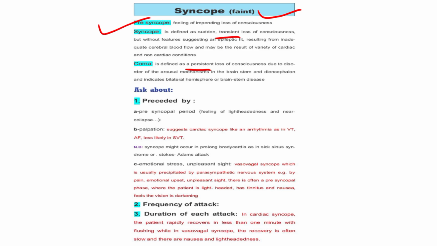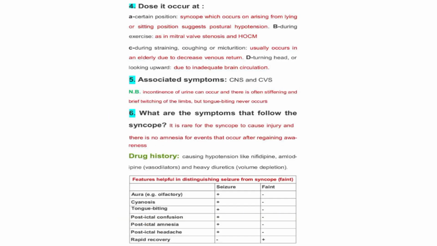These are its differences. Ask the patient about whether it was preceded by a pre-syncope period, any kind of syncopal period, any kind of palpitation, emotional stress, frequency of the attack and the duration of each attack. These are the things asked from the patient. And does a certain position, straining, coughing or micturition, cause the syncope? Any kind of associated symptoms? What are the symptoms that follow this syncope? These are the questions we will discuss.